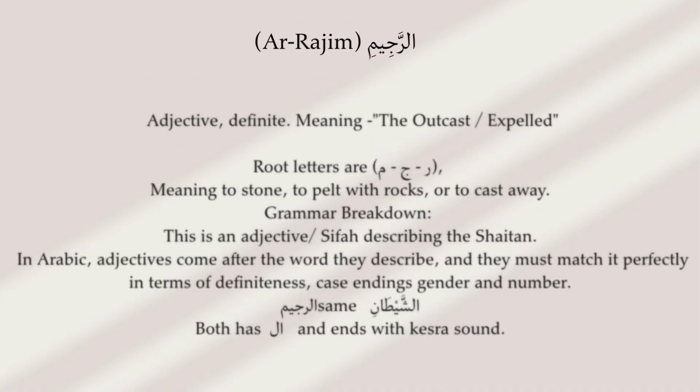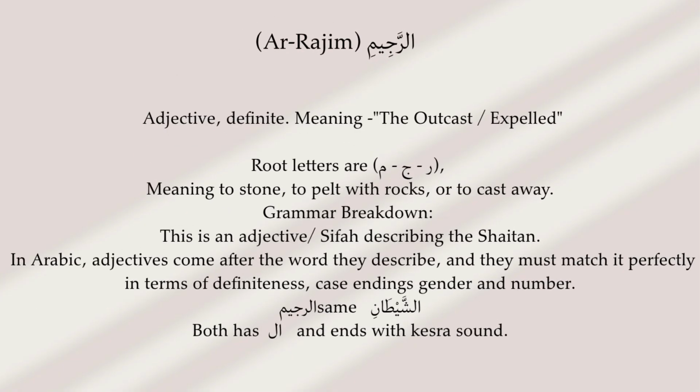The last word in the phrase is ar-rajim. It's an adjective, and it's definite, meaning the outcast, expelled. Ar-rajim is an adjective, sifa, describing the shaitan. In Arabic, adjectives come after the word they describe, and they must match it perfectly in terms of definiteness, case endings, gender, and number. Because ash-shaitan has al and ends in an e sound, ar-rajim must also have al and end in an e sound.